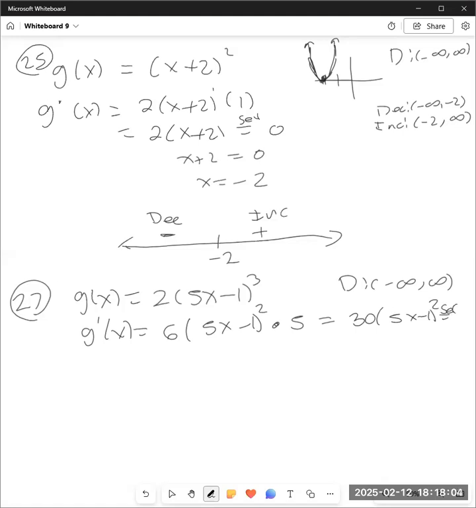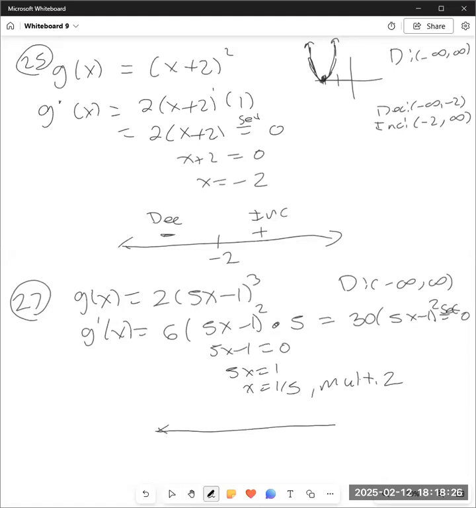We're going to set that equal to 0. The 30 doesn't matter. 5x minus 1 is equal to 0, so 5x is equal to 1, and x is equal to 1/5. We had an exponent of 2, so there's a multiplicity of 2 on this answer right here.